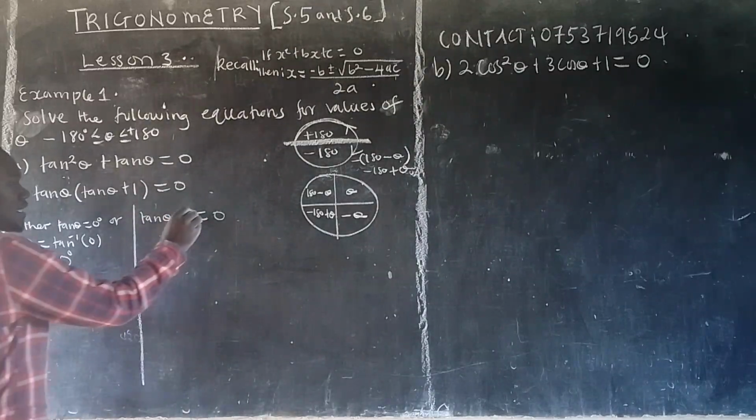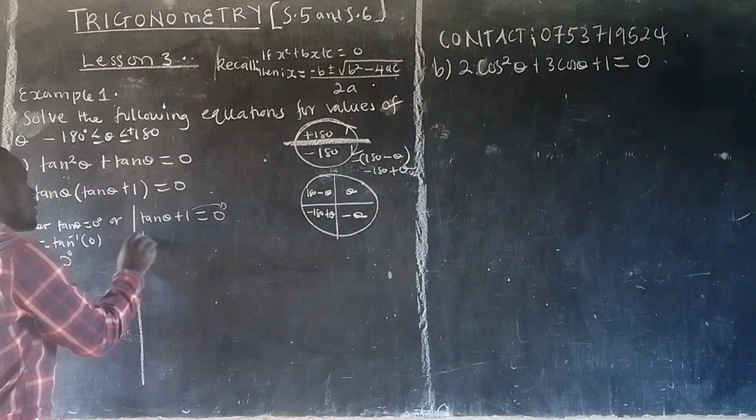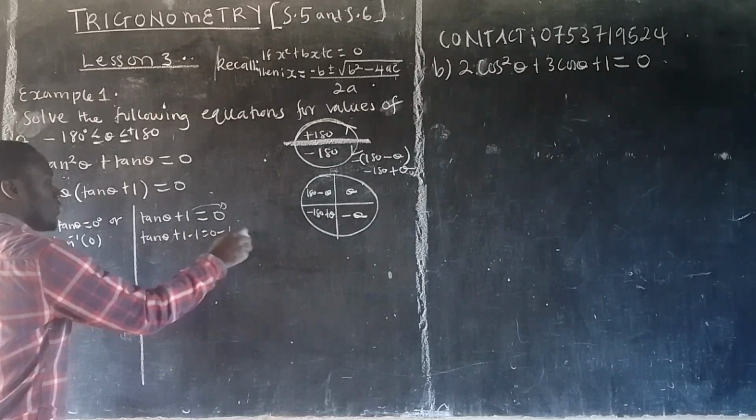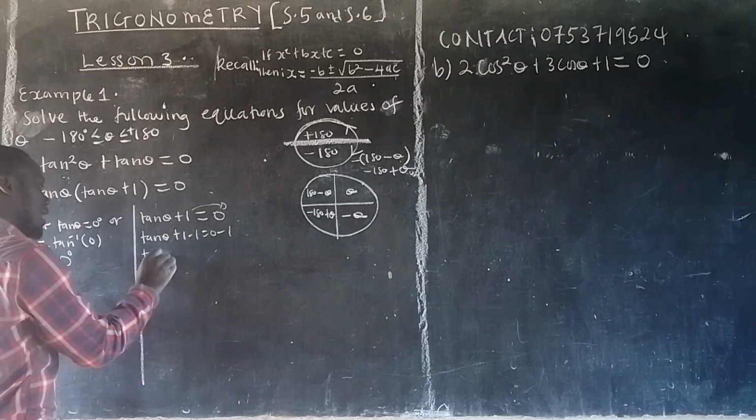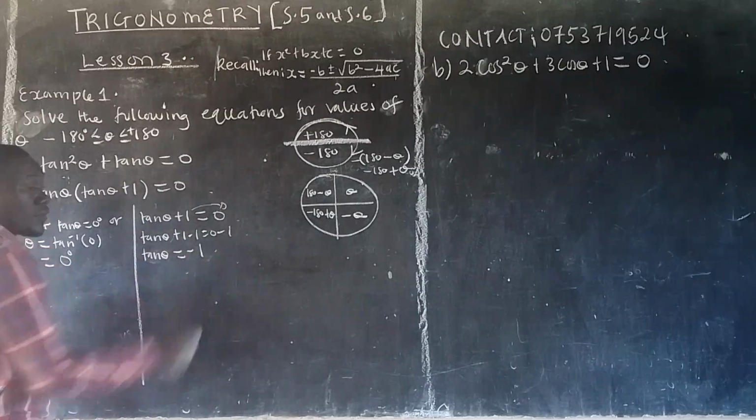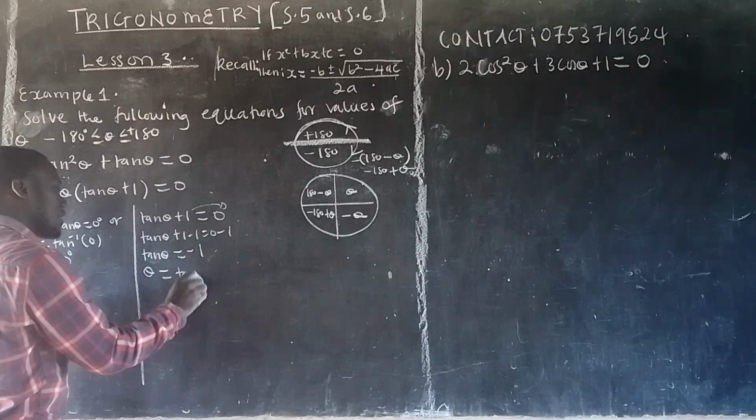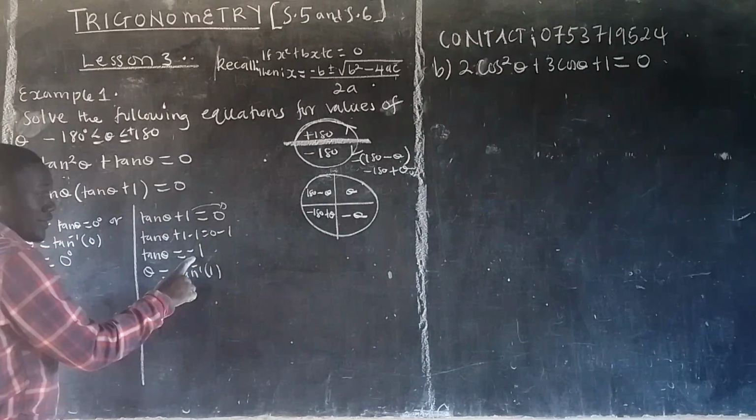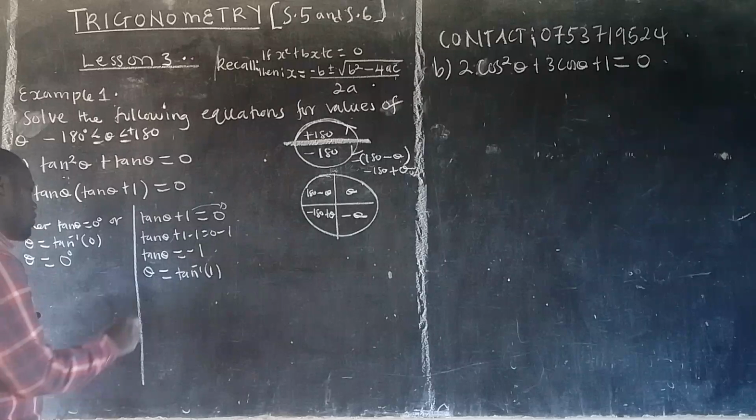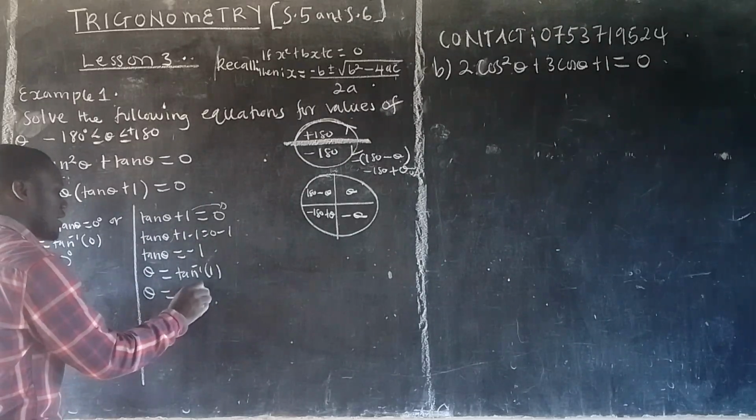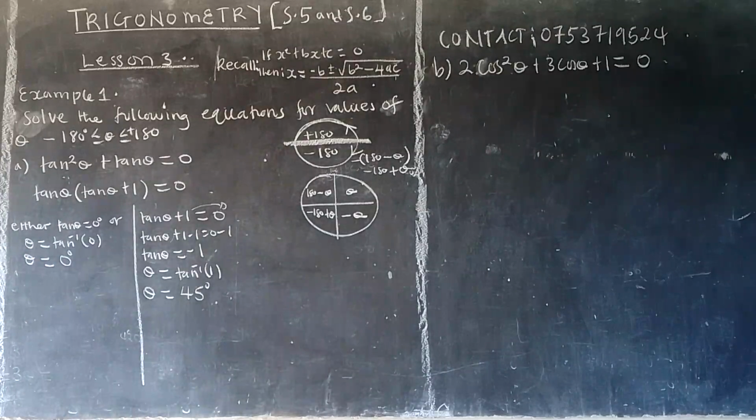Then we shall come to this. Solving using algebra, tan theta plus 1 minus 1 is equal to 0 minus 1. This gives us tan theta equals negative 1. So theta is equal to tan inverse of 1. You all know that the negative sign helps you to know which quadrant. Your calculator will give you 45.